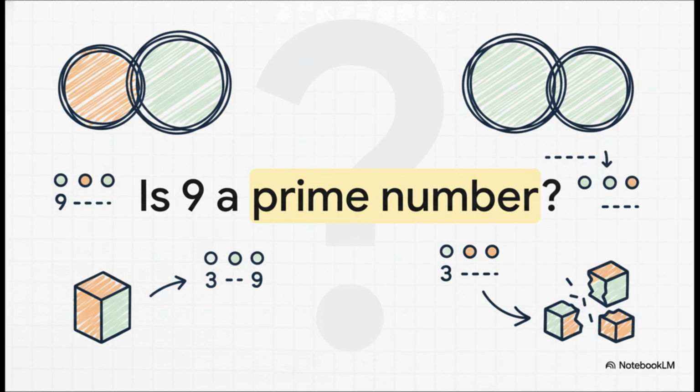Okay, quick pop quiz for you. Is the number 9 a prime number? True or false? What do you think? The answer is false. So why? Because 9 isn't just divisible by 1 and 9. You can also divide it by 3. Since it has 3 factors, 1, 3, and 9, that makes it a composite number.